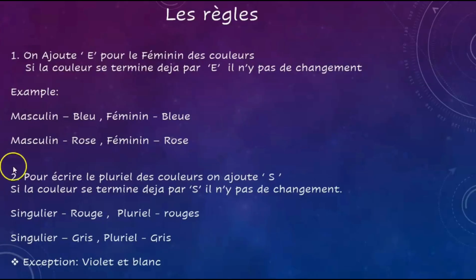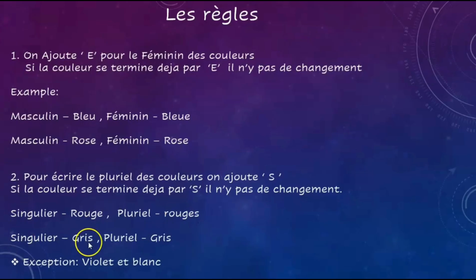D'accord? We'll move to the next règle. Pour écrire le pluriel des couleurs, on ajoute s. Si la couleur se termine déjà par s, il n'y a pas de changement. To make the color in its plural form, we add s to it at the end. But if the color already ends with s, then there is no need of putting another s to it. Example, rouge. Rouge is red color. The singular form of rouge is ROUGE. To make it into plural form, we have added an s.